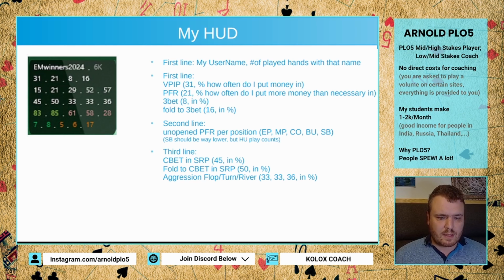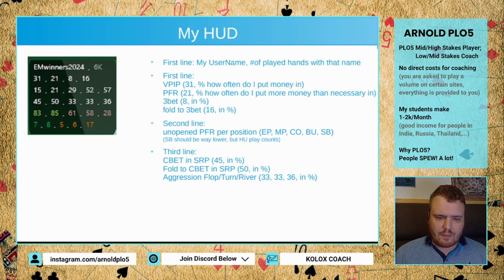This is my username on the site I want to play today. In the first line here, we have my username and the number of played hands with that name. I played 6,000 hands here with that username. Every month I change it.